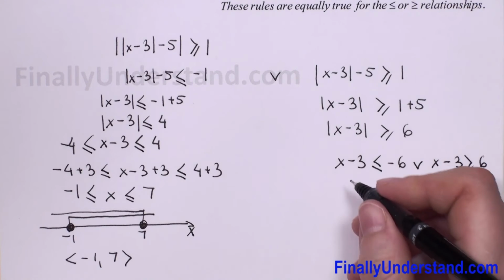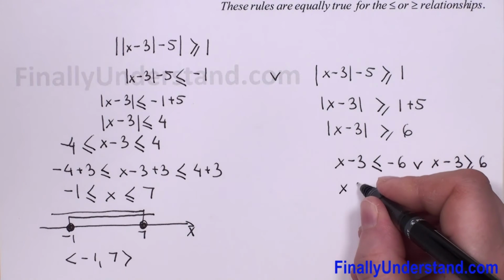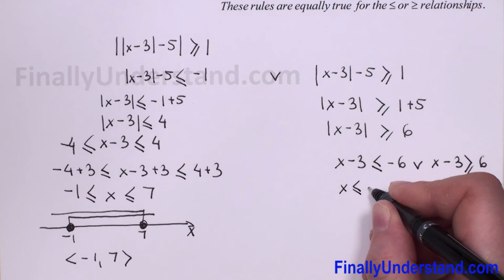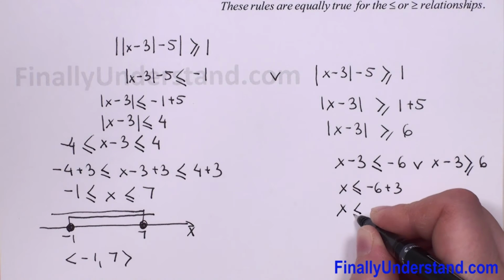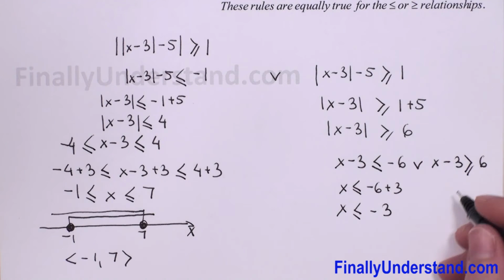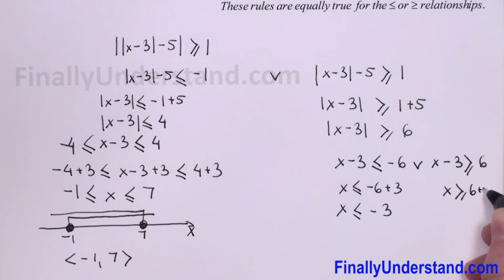Let's solve these two inequalities. So we have x is less than or equal to negative 6 plus 3. So x is less than or equal to negative 3. And the second inequality is x is greater than or equal to 6 plus 3. So x is greater than or equal to 9.